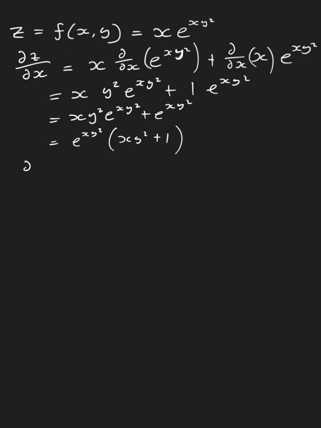Next, I'll get the partial derivative with respect to y. So now I'll treat x like any other number, like a constant, and I'll differentiate with respect to y as a variable. So that x in the front is going to stay as it is. We're multiplying by x, so now that's just a number. So the derivative of xy squared with respect to y is 2xy.